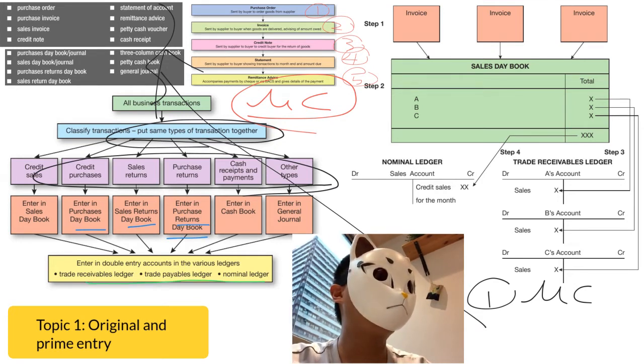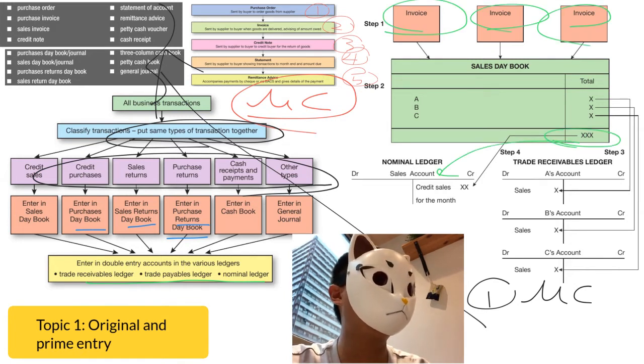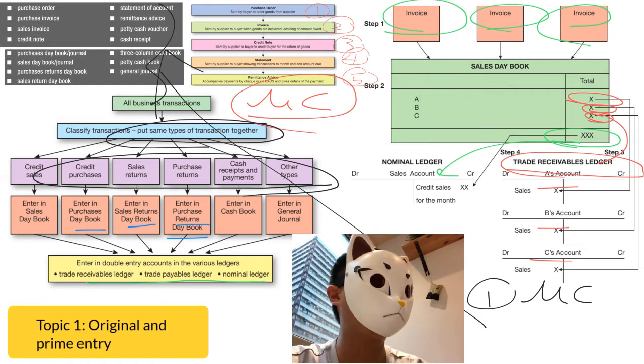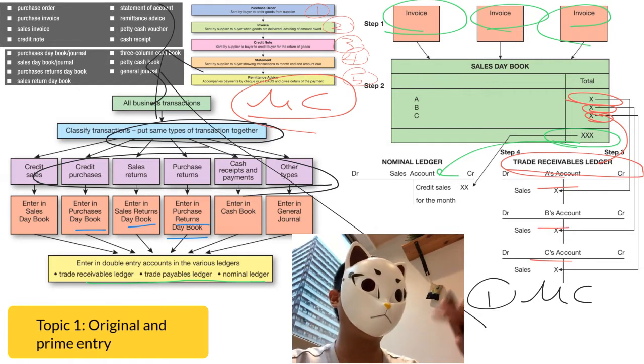For the ledger, they will take a look at different invoices, like the sales day book. The total amount will go to the sales ledger account. For the individual sales, they will go to the trade receivable account for A, B, and C. Now all these steps are for the multiple choice questions only.